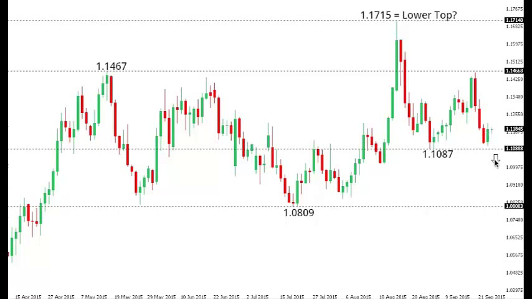Euro dollar. So the euro remains under pressure, and the focus now is on next key support at 110.87, below which exposes more significant support from the 20th of July at 108.09 further down. At this point, any rallies continue to be classified as corrective, with only a break back above 115 to take the immediate pressure off the downside.